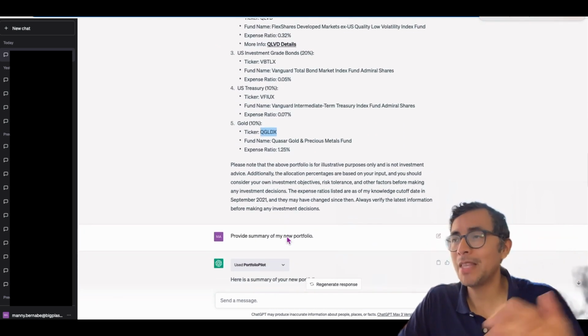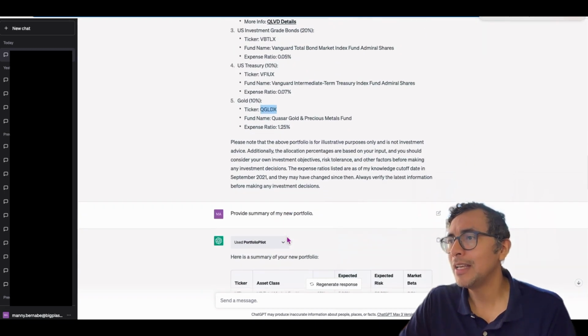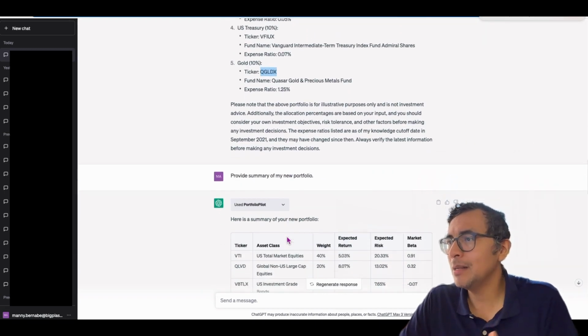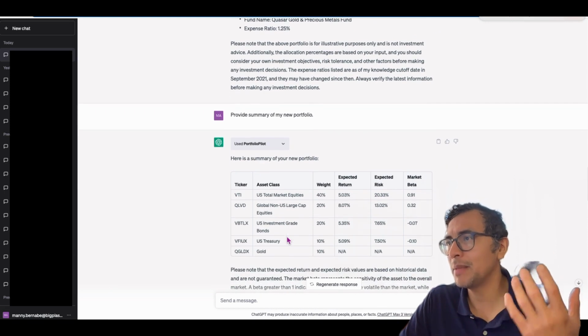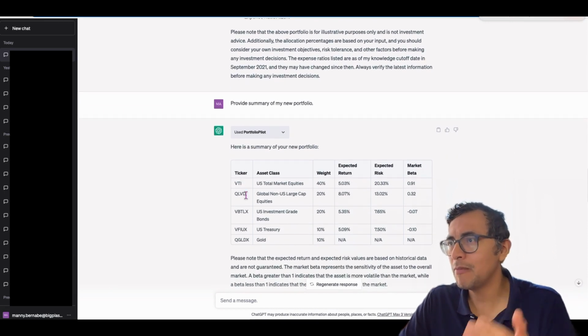Okay, so now that I have my portfolio, I wanted a summary of this. So I asked ChatGPT to summarize this portfolio and give me some attributes on it. And so it gave me the tickers, the asset class, the weight, the expected return, expected risk, and market beta. Pretty interesting here. It did not return expected return, expected risk, and market beta for the gold ETF.